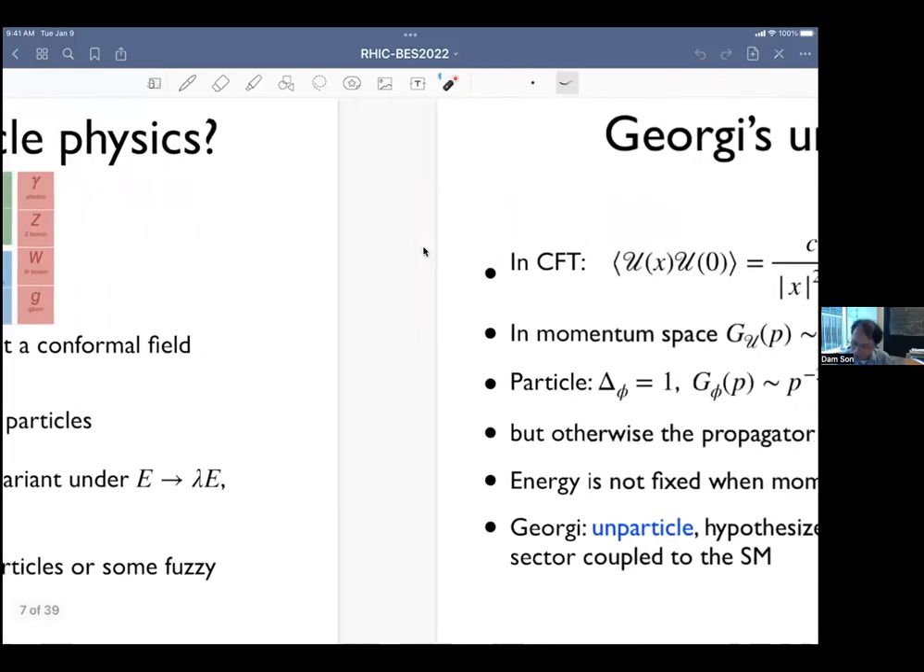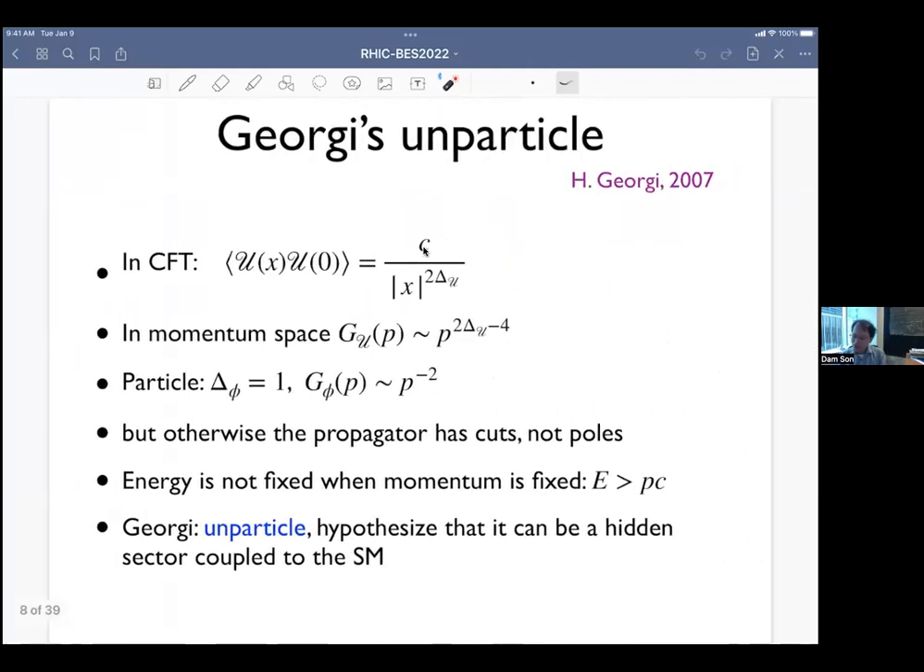So in 2007, Howard Georgi wrote a relatively speculative article where he speculated that the notion that he called unparticle may be relevant in particle physics. So we can approach Georgi's unparticle from the side of conformal field theory.